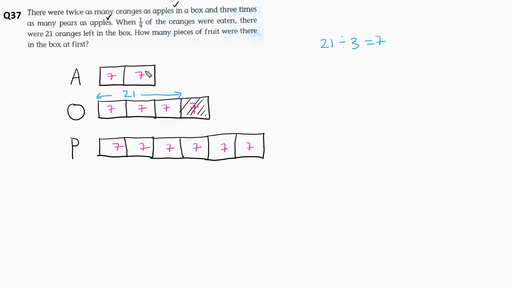So how many 7s do we have? 1, 2, 3, 4, 5, 6, 7, 8, 9, 10, 11, 12. So we just need to do 7 times 12, which gives us 84. And that's our question mark. How many are in the whole model? That's 84 pieces of fruit.